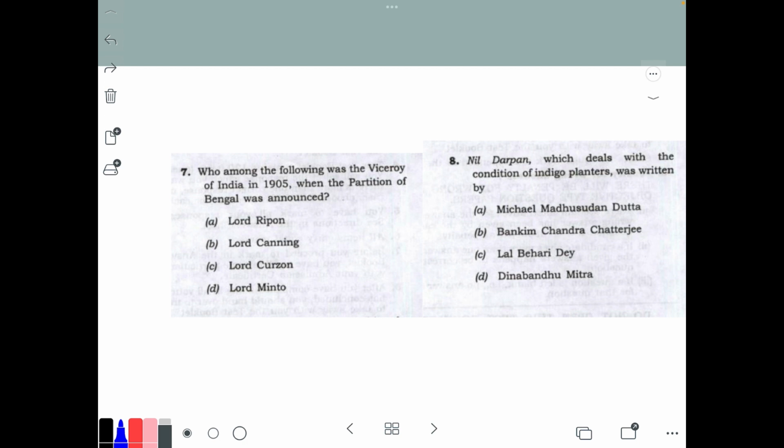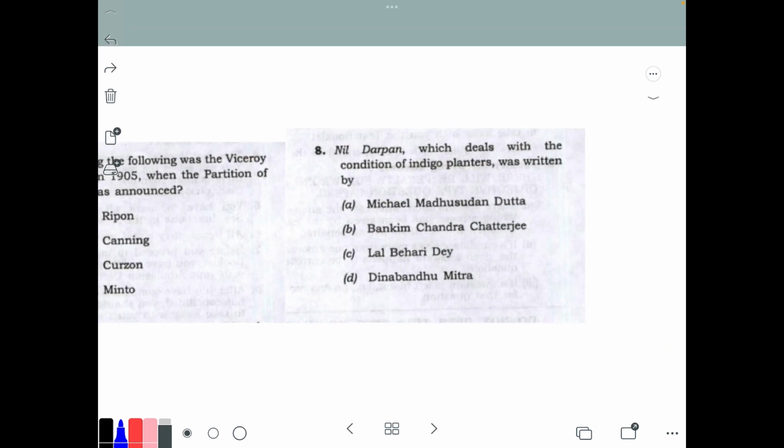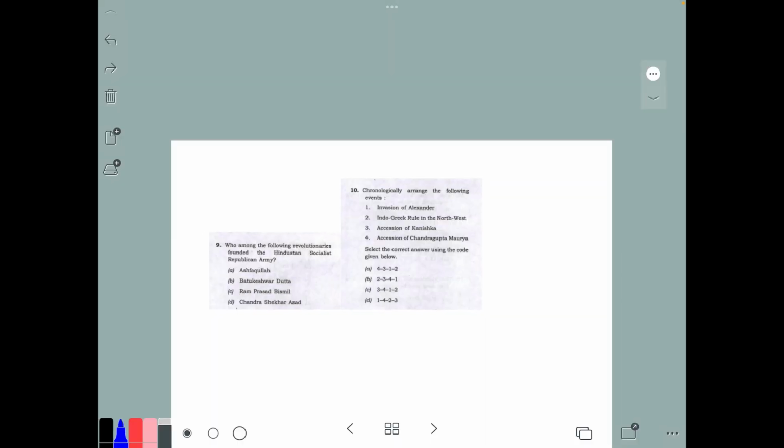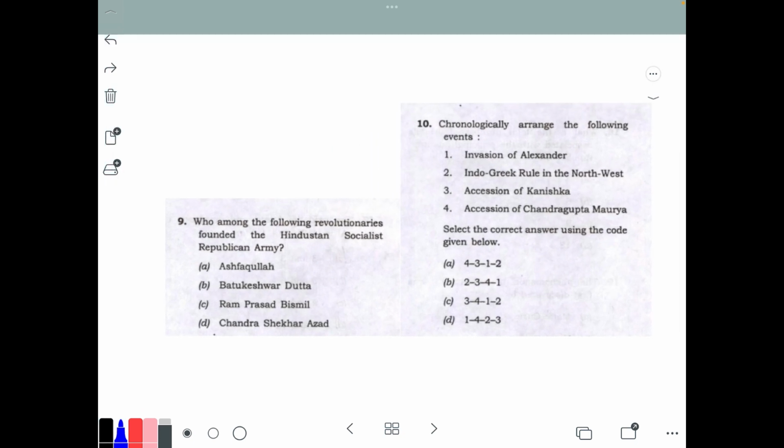Now moving on to the next question, who among the following was the Viceroy of India in 1905 when the partition of Bengal was announced? The correct answer is Lord Curzon. Question number 8. Neel Darpan, which deals with the condition of indigo planters, was written by Dinabandhu Mitra. Who among the following revolutionaries founded the Hindustan Socialist Republican Army? The correct answer is Chandrasekhar Azad.